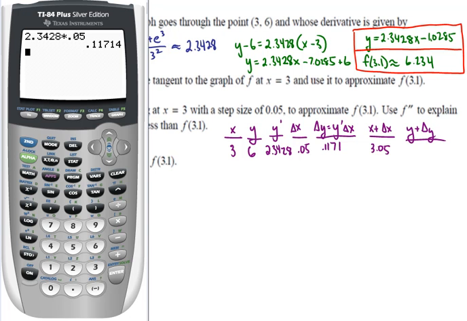Then y plus delta y. So we started with 6 and added 0.1171. And we're ready to begin again. On the next row, my x is 3.05, y is 6.1171, and for y prime, I need to plug those values into my derivative. So I'm going to plug that derivative into y1, and then go out and do VARS, Y-VARS, function y1 to evaluate that at 3.05.